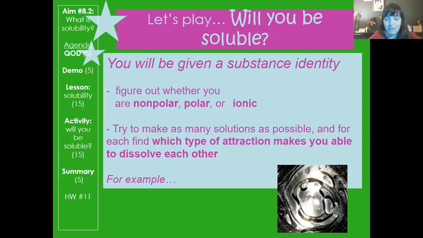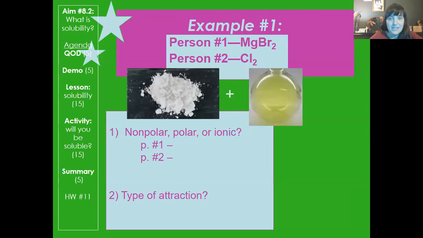So I just want to walk you through the first example and let you figure out the second one on your own. So example number 1, we've got 2 people. The first person is magnesium bromide. That's what they look like. Person number 2 is chlorine gas. This greenish gas here. So we're going to figure out, will those make a good solution? So to figure that out, we need to figure out if they are going to like dissolves like. So are they similar or not? So are they nonpolar, polar, or ionic?